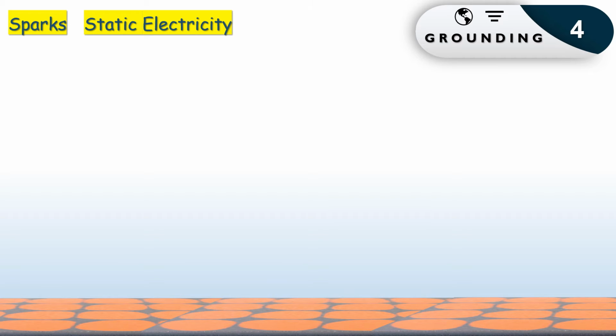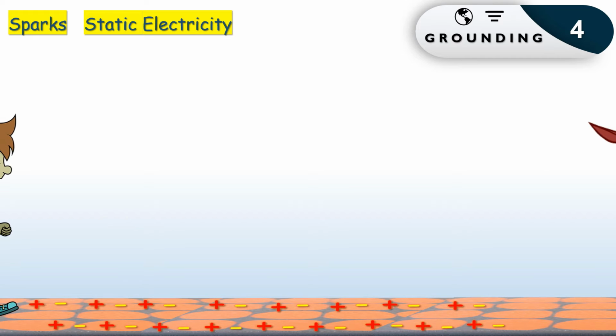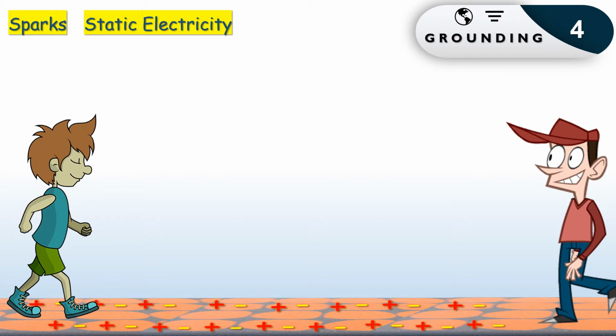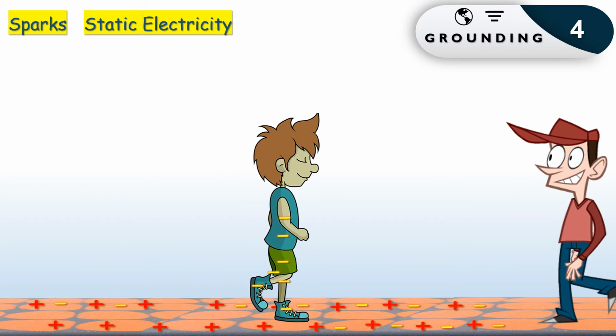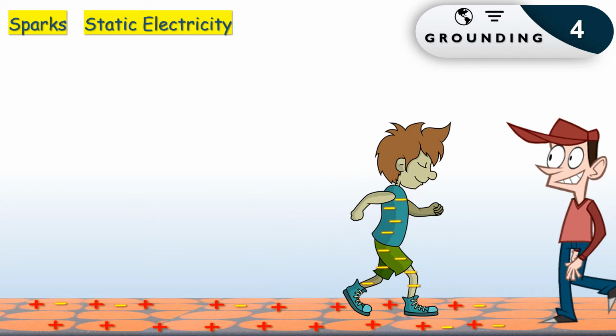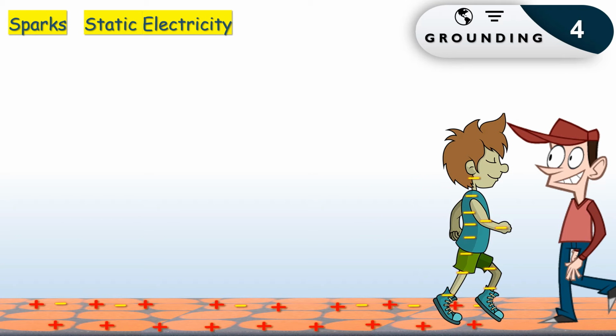And to do that, we first need to look at how do sparks form and what is the meaning of static electricity. Let's look at this example. If you have a carpet as shown, which is initially electrically neutral. Now when the person on the left starts walking, as he walks, his foot will keep on rubbing the carpet. As he does, he will be charged, and in this example he's negatively charged, while the carpet will become positively charged.